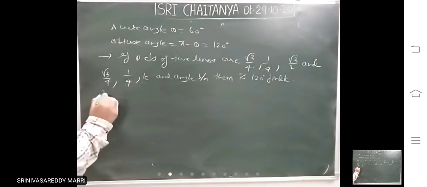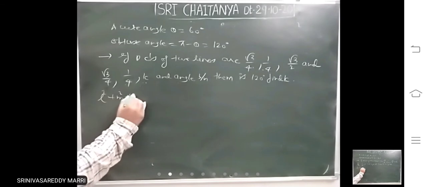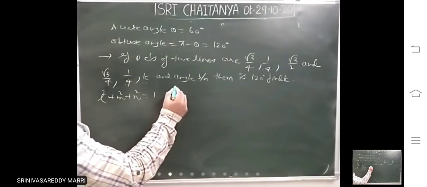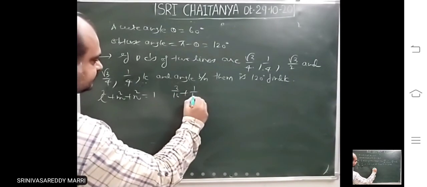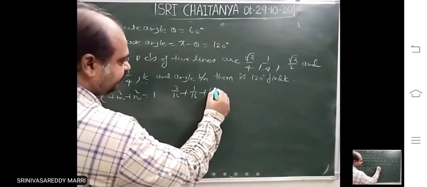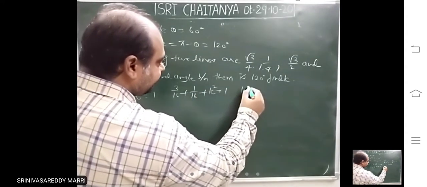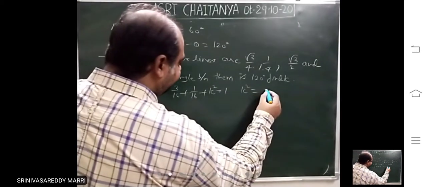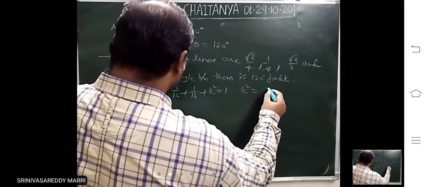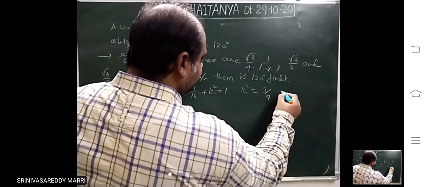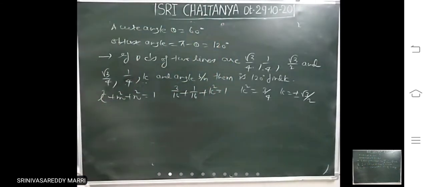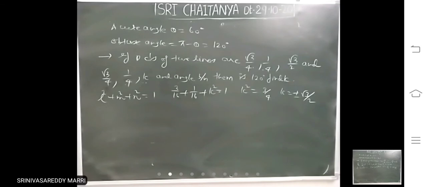DCs means what? First you write L square plus M square plus N square equal to 1, whenever the DCs of a line are given. That means 3 by 16 plus 1 by 16 plus k square equals 1. So k square equals 1 minus 4 by 16, which is 1 minus 1 by 4, that is 3 by 4. So k you will get plus or minus root 3 by 2.